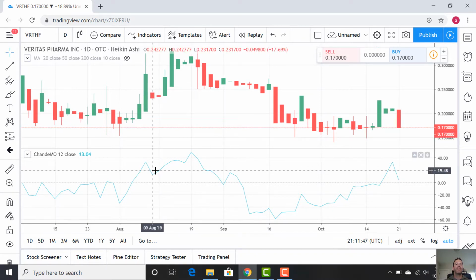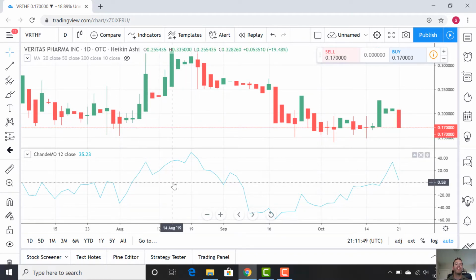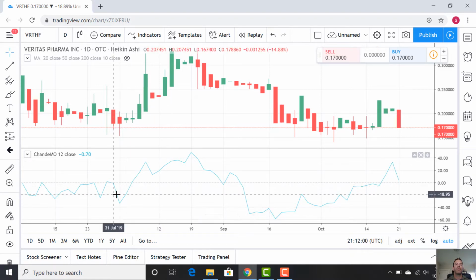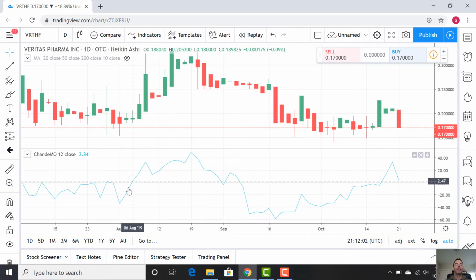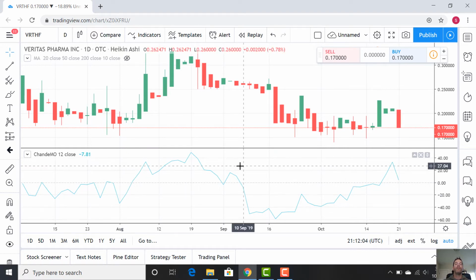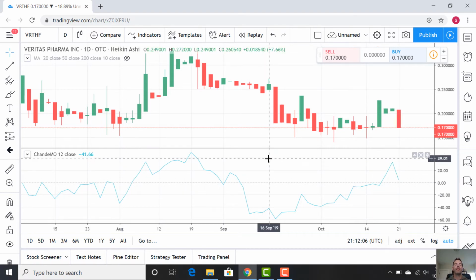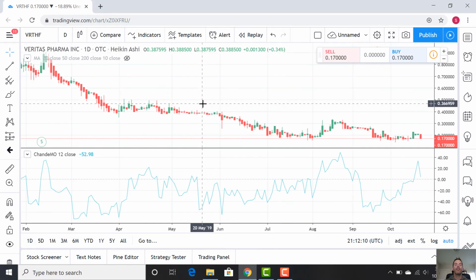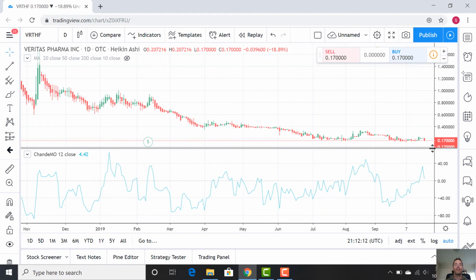A good indicator because it's a little more sensitive than the other momentum indicators, like we saw the RSI. Not as good at getting those overbought, oversold signals. And again, we always watch for crosses from positive to negative. So make sure and use the Chande, see if it's functional for you. And as far as Veritas Pharma is, the trend is your friend, and that's quite a trend.